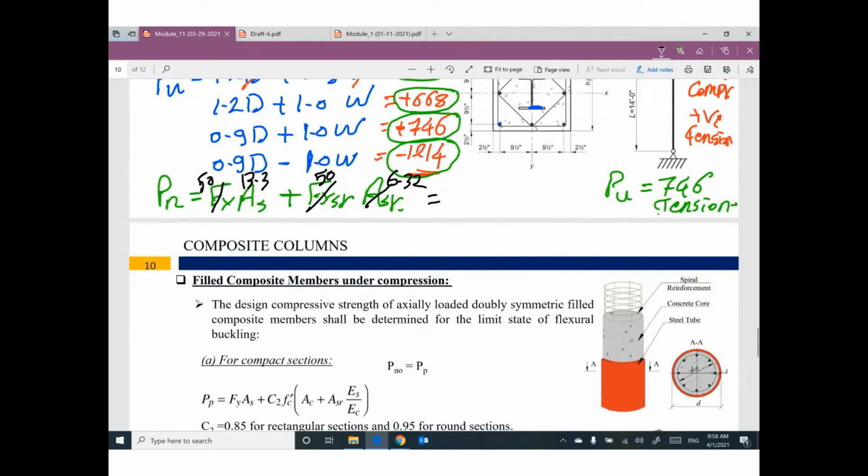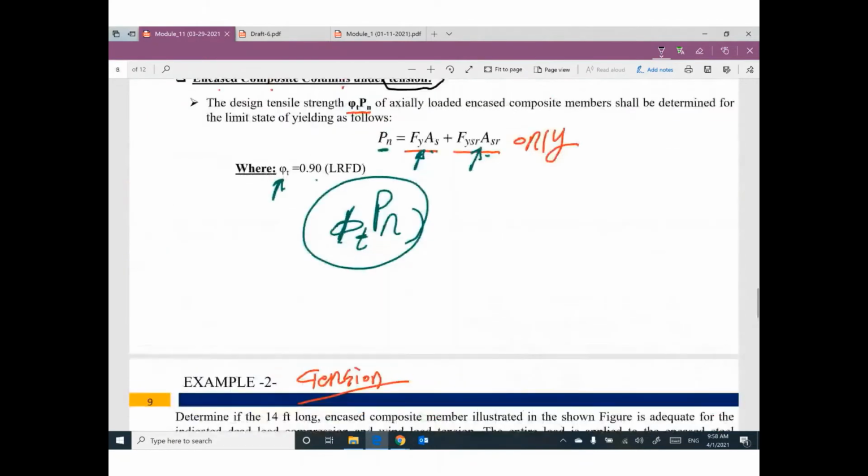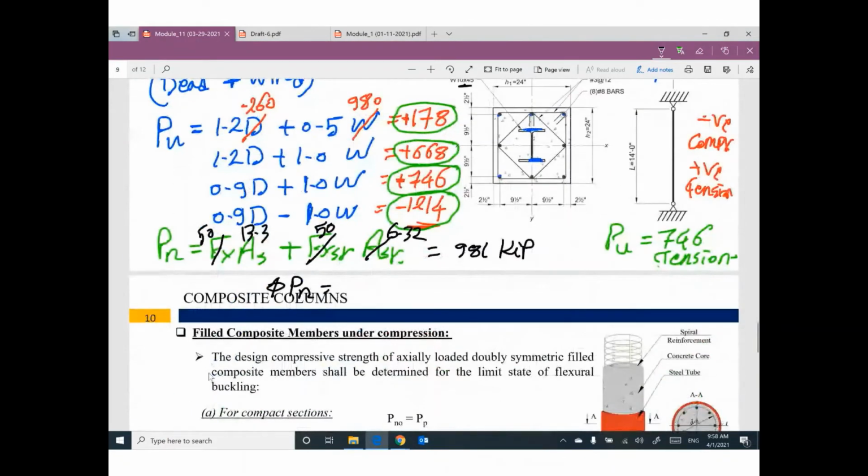I am done. 50 times 13.3 plus 50 times 6.32. This value will be 981 kip. But we need to multiply this nominal value by phi. Phi for column under tension is 0.9. So times 0.9 will be 882.9. I think right now the value of P ultimate is smaller than the value of phi Pn. We are safe.